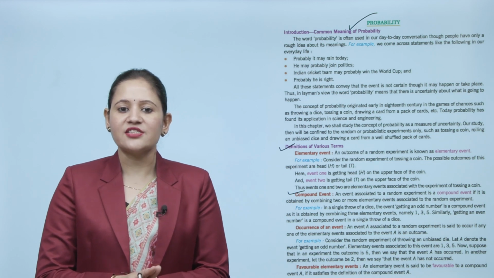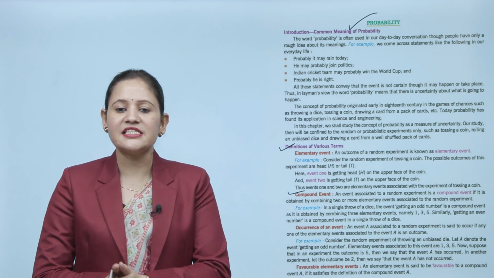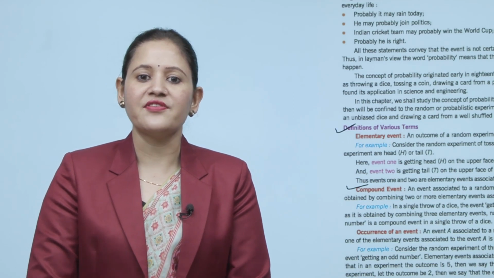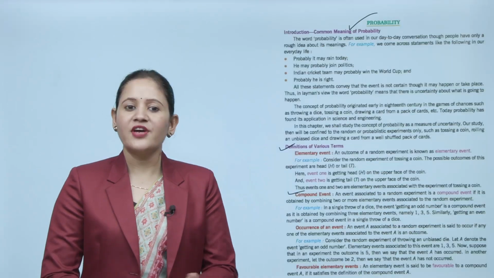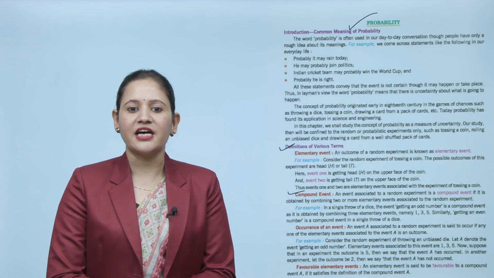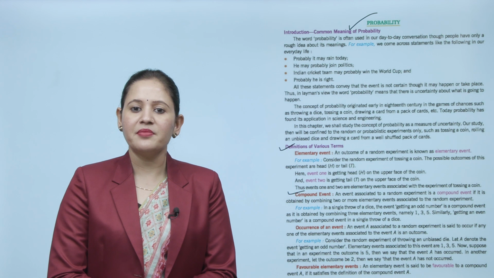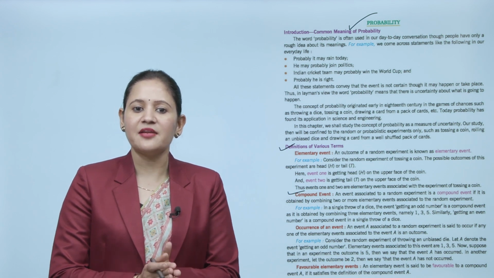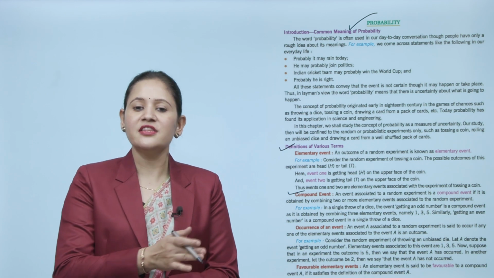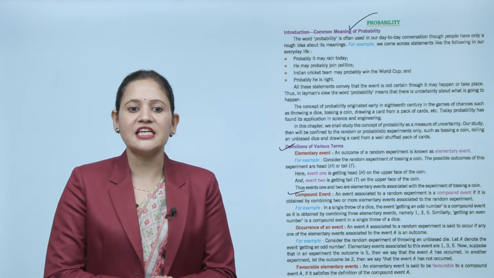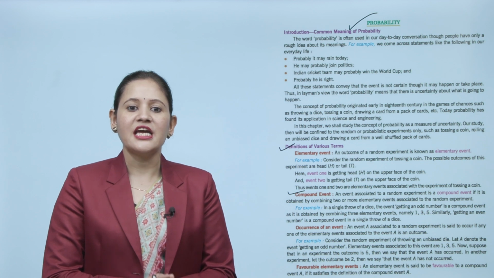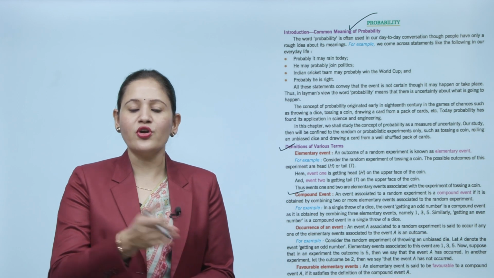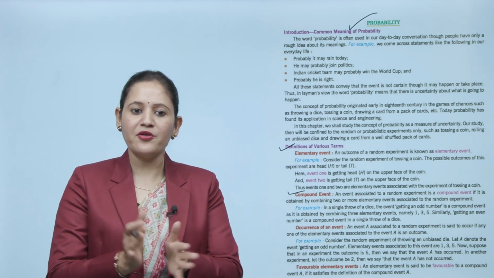An event A associated to the random experiment is said to occur if any one of the elementary events associated to the event A is an outcome. For example, in a single throw of dice, the event getting an odd number is a compound event. It is obtained by combining 3 elementary events: either it could be 1, 3 or 5. Similarly, getting an even number is a compound event in the single throw of dice. Even number, so it could be 2, 4 or 6. So it's a compound event.